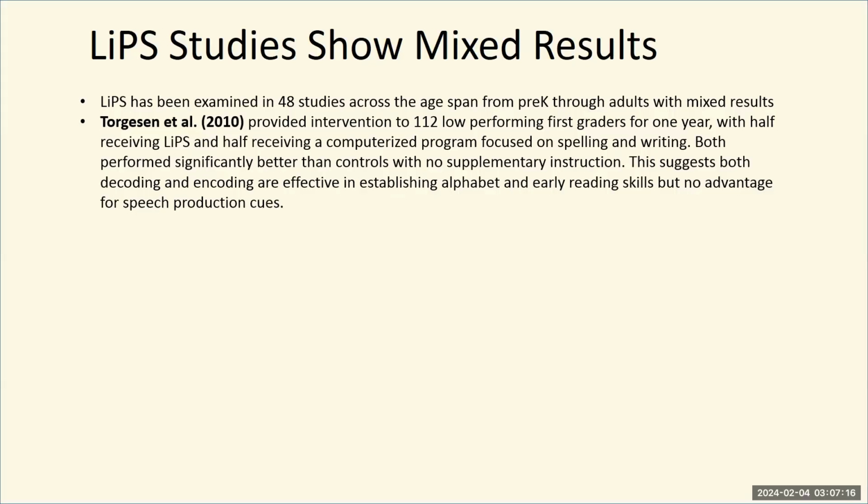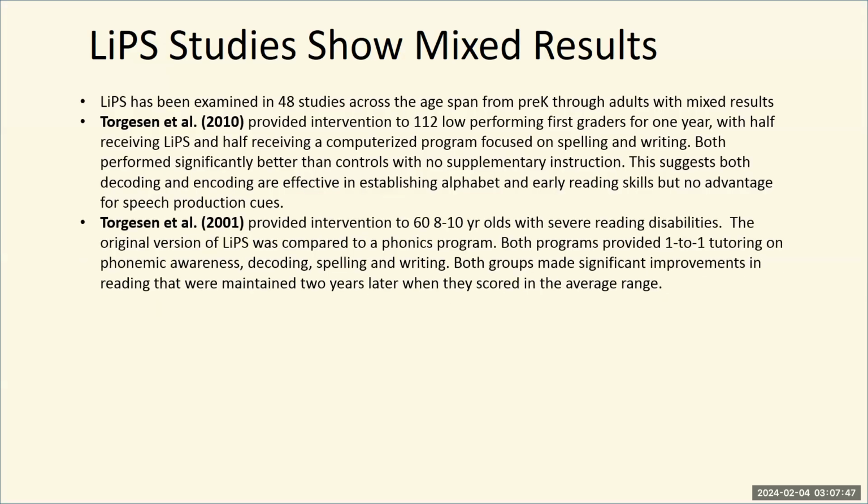So this suggests both decoding and encoding are effective in establishing alphabet skills. So decoding would be sounding out words and encoding would be spelling words. And both of those processes improved reading skills and alphabet skills. There was no advantage to the speech production cues from LIPS. They were equal to the other program.